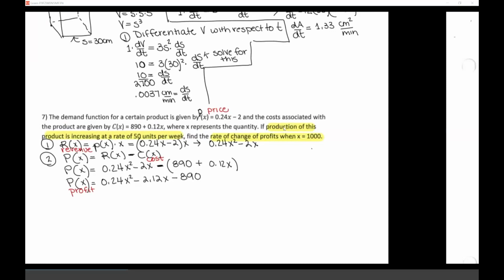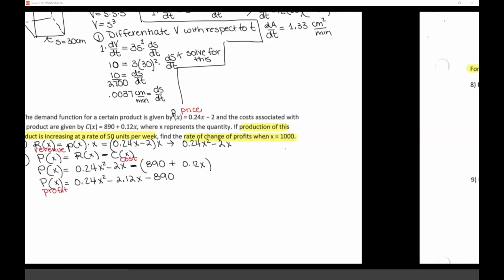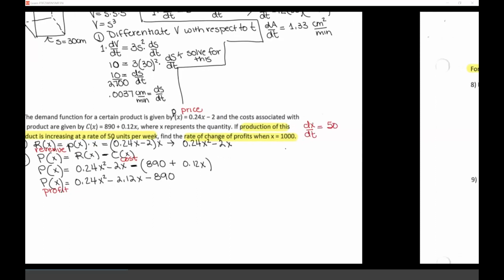Look at the way they worded it, guys. Production of this product is increasing at the rate of 50 units per week. What's tracking units? What's tracking units made? What variable? Yeah, x. So production increasing at the rate of 50 units a week, right? Per week is a time measurement. So this is dx/dt equals 50.